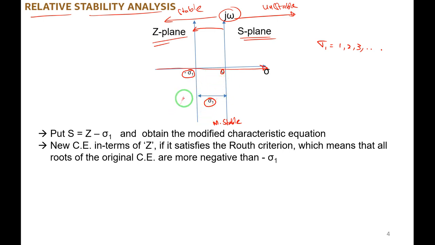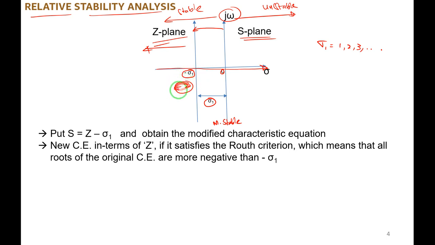Let us test whether all the roots are lying on the left half of the z plane. If all the roots lie on the left half of the z plane, it is as good as all the roots lying in the left half of the s plane. But to what extent? Whether they lie to the left of minus sigma 1. Sigma 1 can take any value, -1, -2, -3. Let me assume it is -2, and we will check whether all the roots lie to the left of -2. If any roots lie between 0 and -2, then the system is stable, but whether it is relatively stable, I have to check.